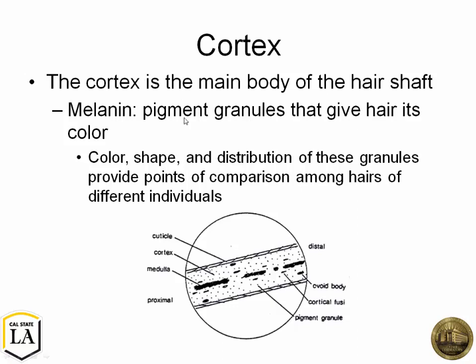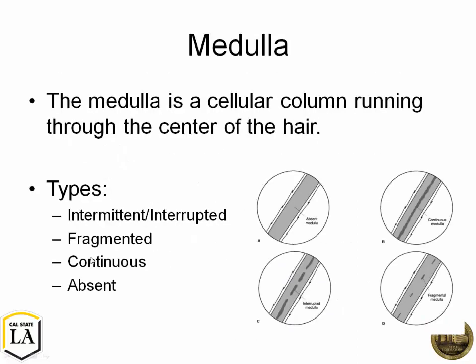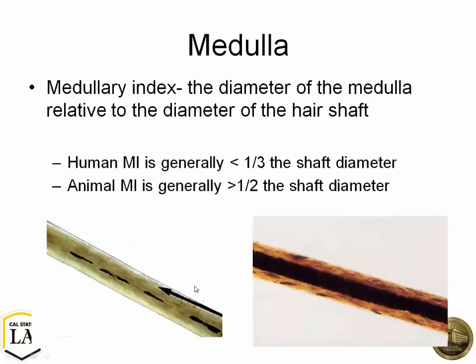The cortex, which is the main body of the hair shaft, again, has the melanin, which is little pigment granules, and that's what gives hair its color. The medulla, like I mentioned, is the center column running through the center of the hair. There are different types of this banding pattern where you can have no banding present, interrupted, continuous, or fragmented. And so those can just be more characteristics that you can identify in the hair.